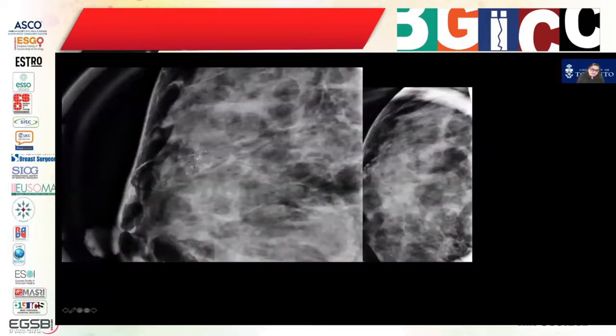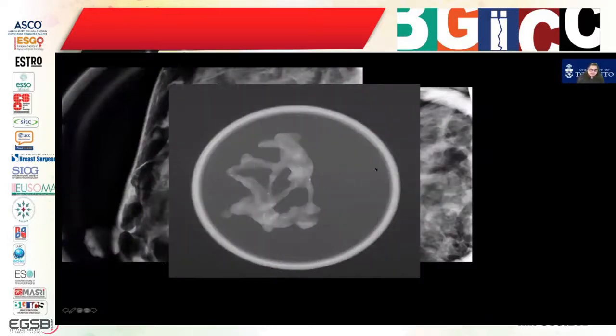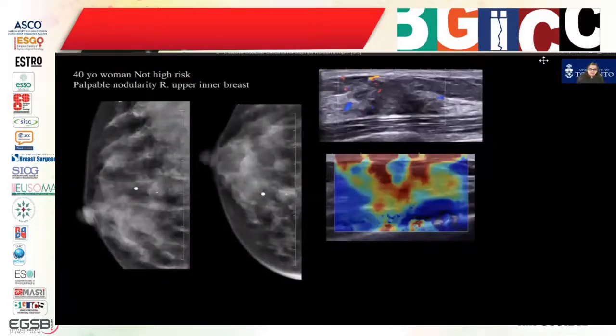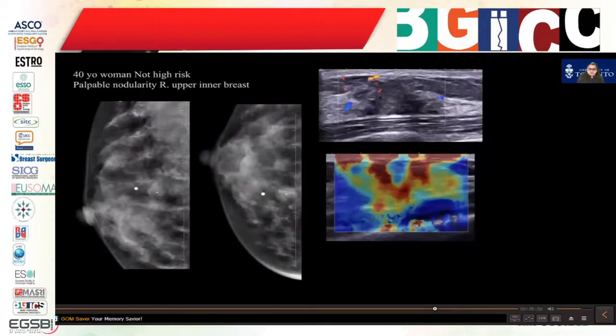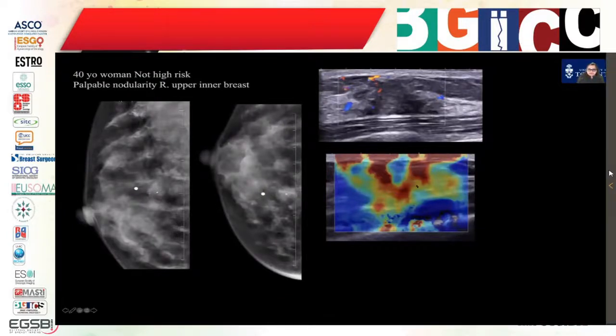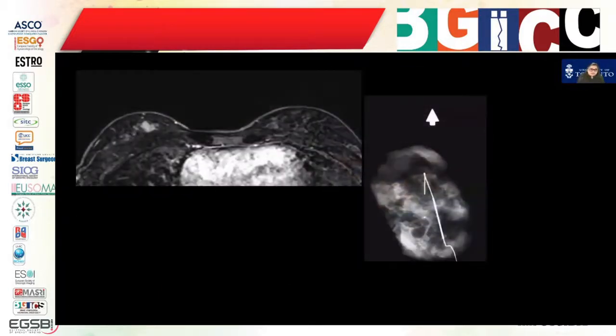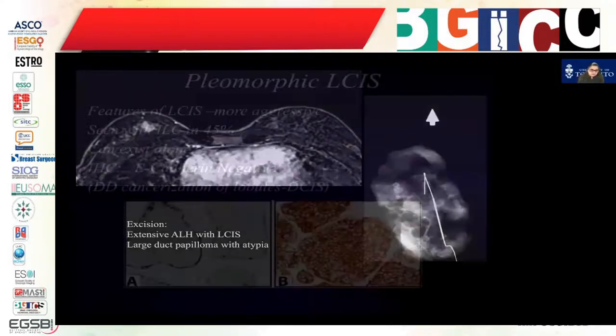Here it is presenting as calcifications, magnification views. Biopsy was performed on stereotactic core biopsy. It was atypical lobular hyperplasia. Here's another woman who presented with a palpable mass with some calcifications. You can see a suspicious looking mass, which is quite stiff in the right breast. MRI was performed. MRI shows similar findings. And this was a large duct papilloma with atypia and ALH and LCIS on excision. So there was no huge upgrade.